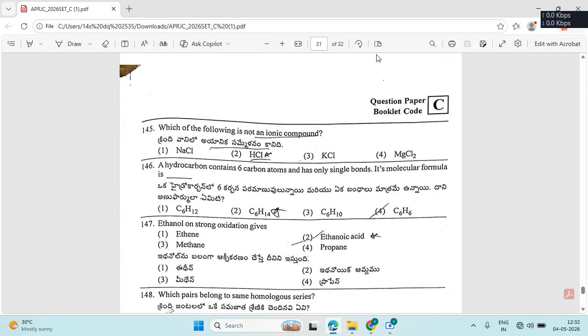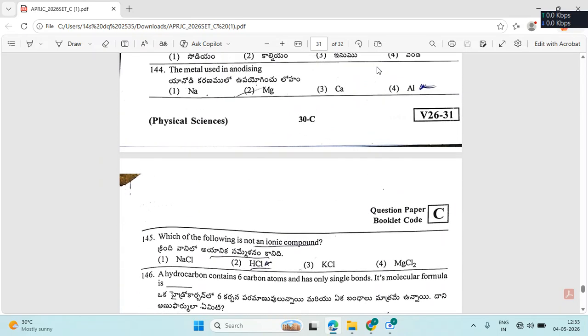Okay, these are the correct options for physical science. Now we discussed English, Maths, and Physical Science. These are the major concepts for APRJC. You can check it and count how many marks you can get in this. Okay, thank you.